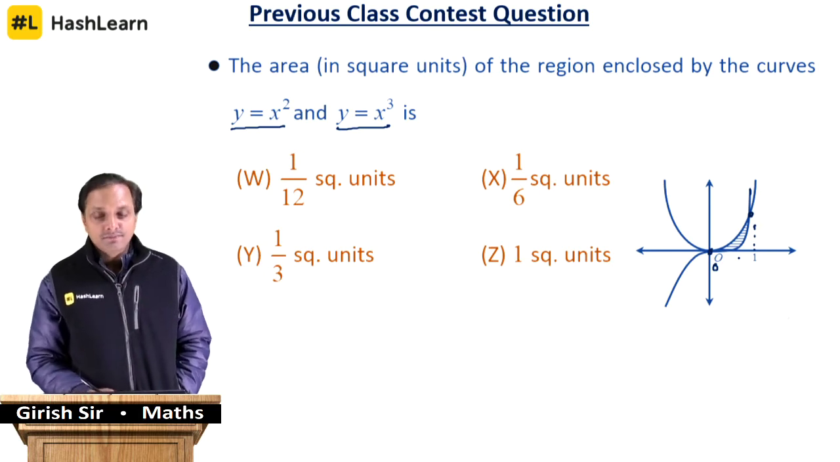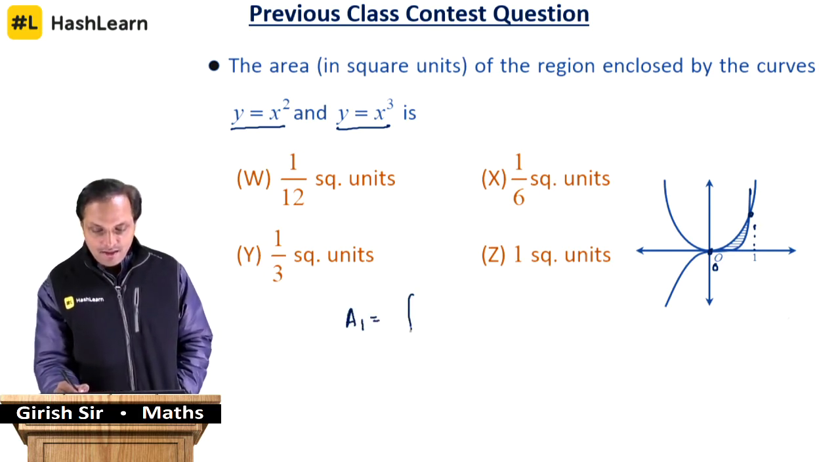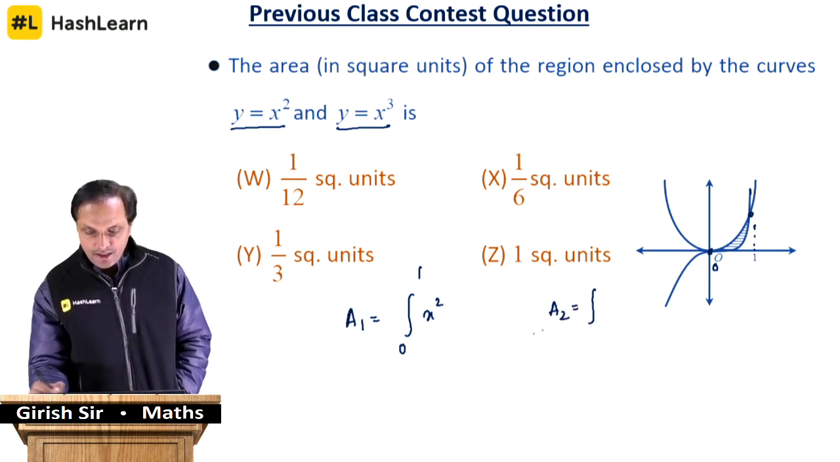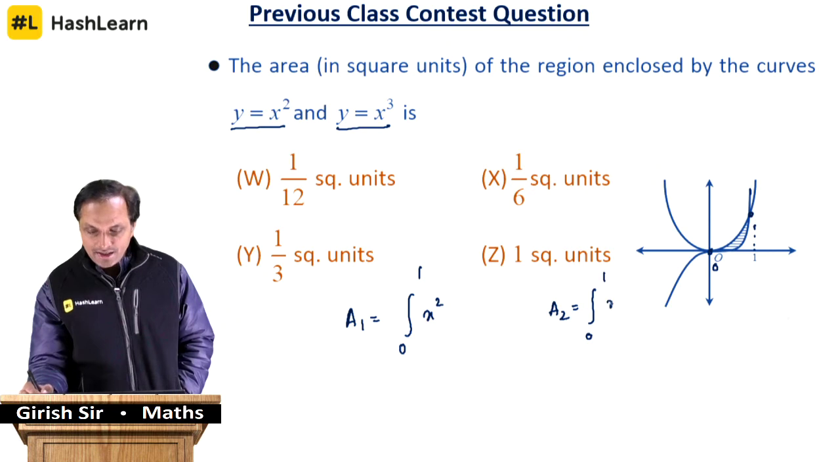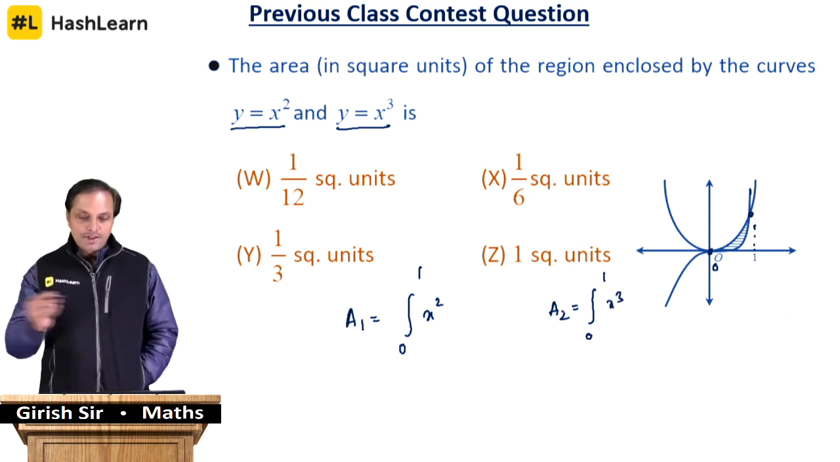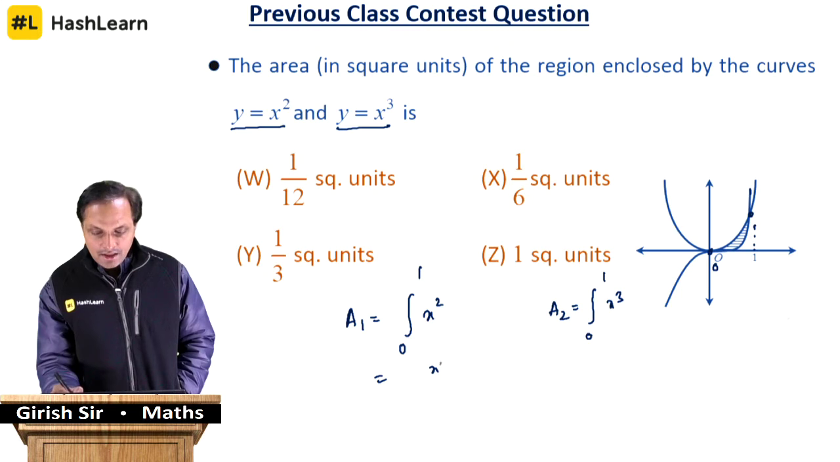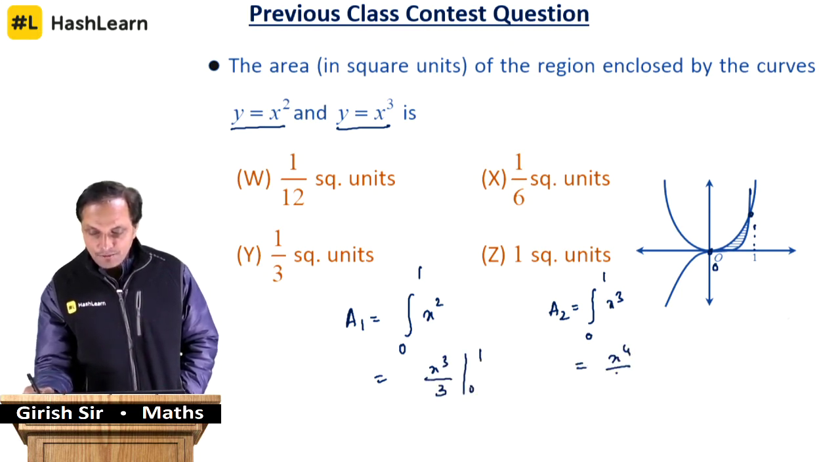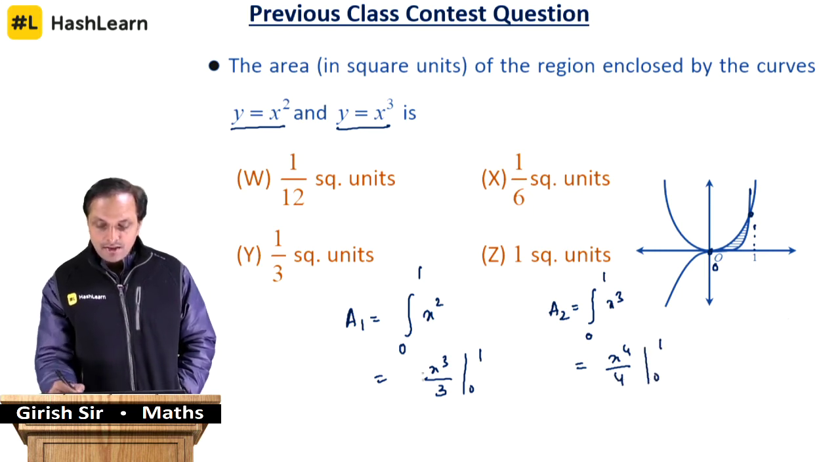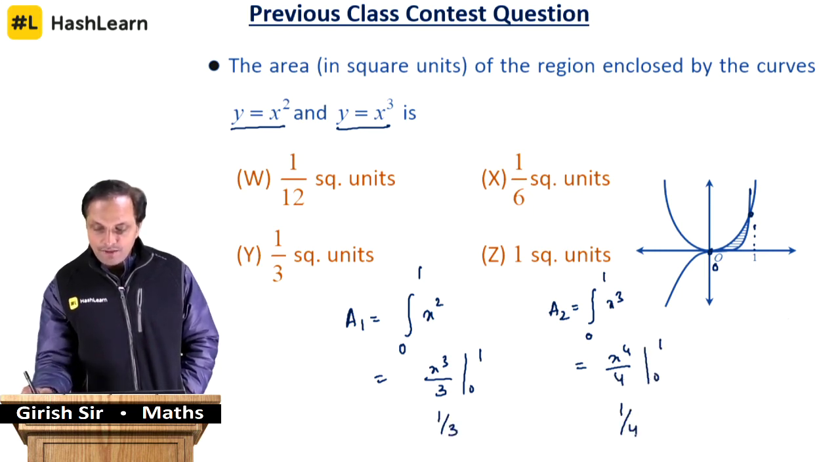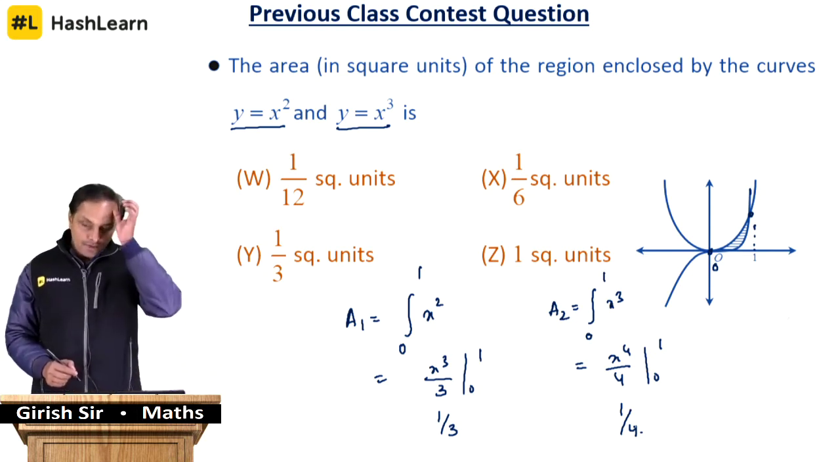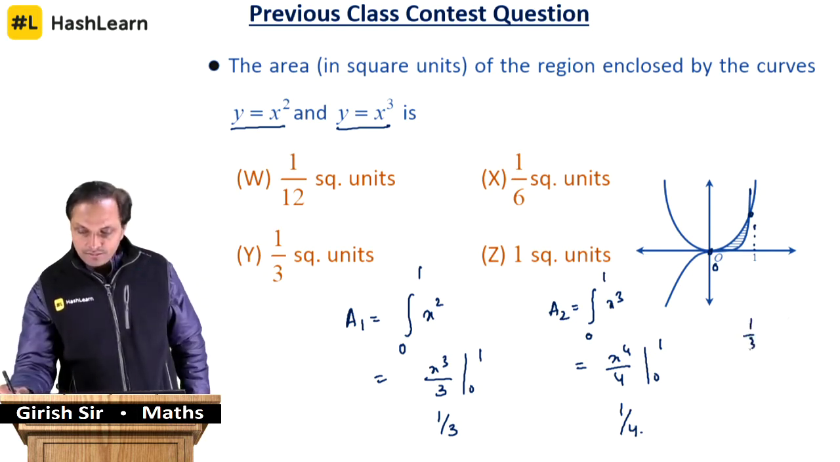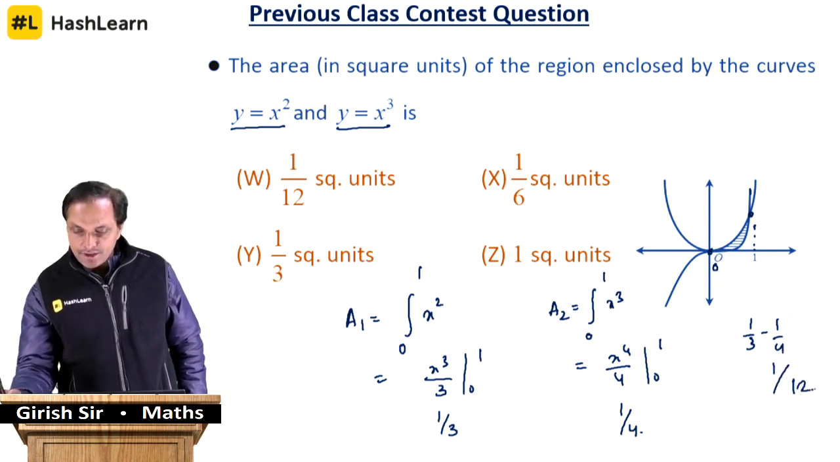So what you need to do? Area number 1, 0 to 1, x square. Area number 2, 0 to 1, x cube. Yes, just integrate it. This will give you x cube by 3, 0 to 1. Integrate this, you will have x power 4 by 4, 0 to 1. This will be 1 by 3, this will be 1 by 4. So bigger minus smaller will give you, 4 minus 3 is 1 by 12.